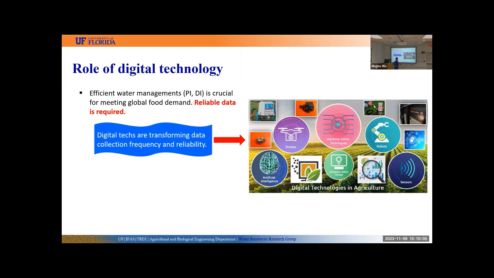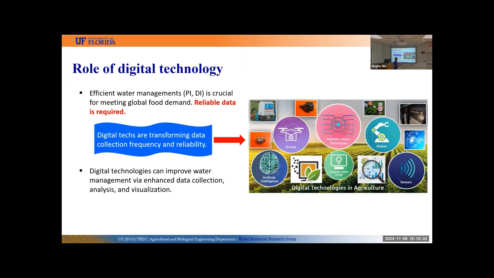However, in order to have efficient water management, we need to have reliable data. Without reliable data, we cannot achieve efficient water management. And in this regard, digital technologies are transforming the way we collect data in terms of frequency and reliability. For instance, drones, drone-based sensors, AI models, and crop simulation models are helping us to collect important information that can help for efficient water management.